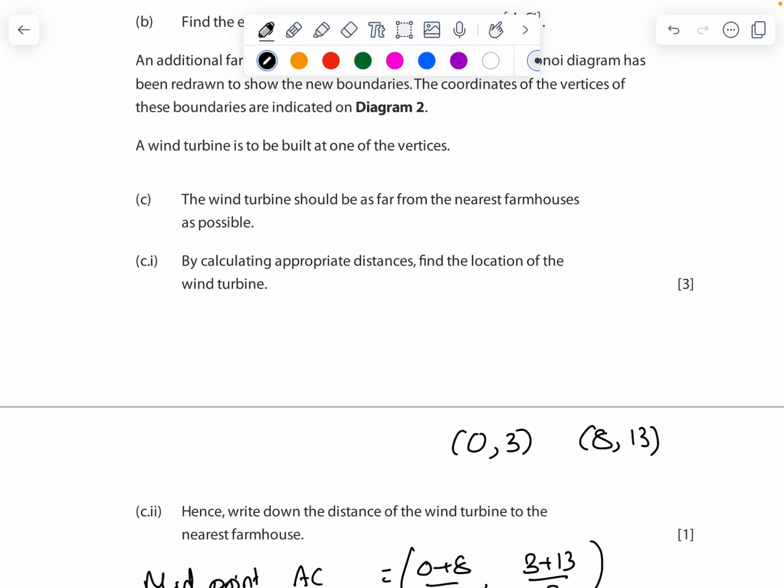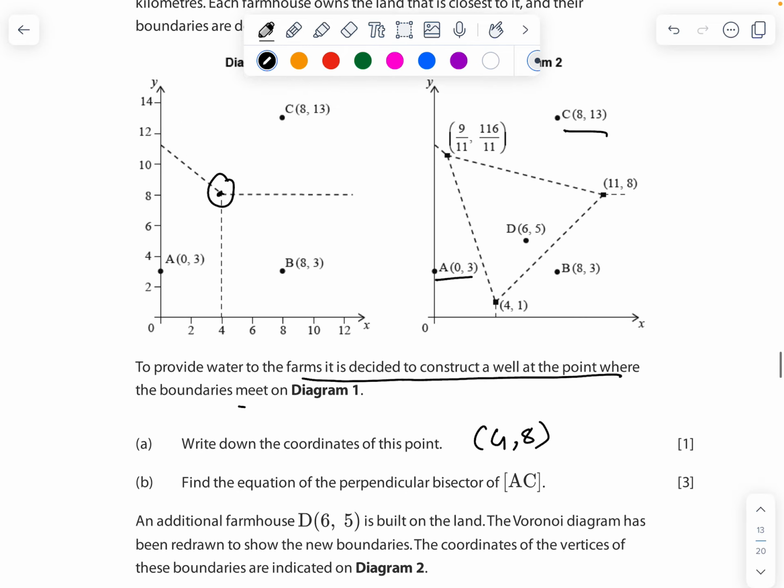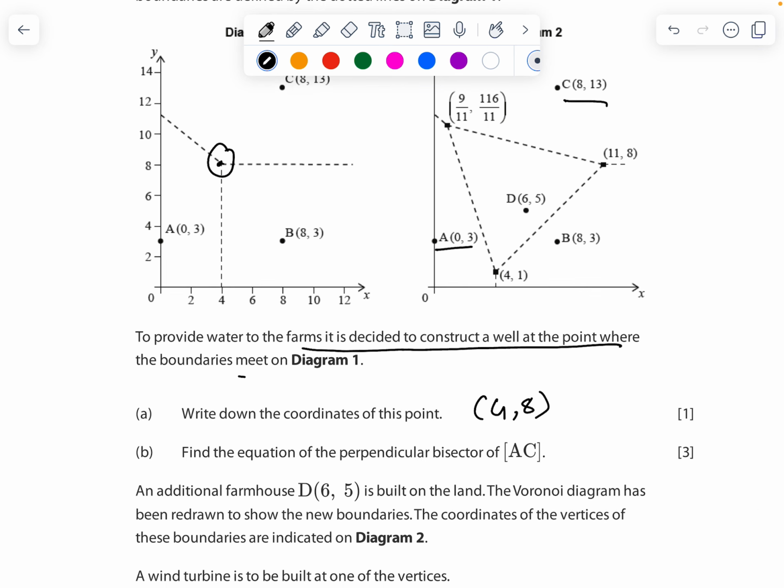So what am I going to do? I am going to find the distance. I'll be finding the distance to the closest farmhouse for each vertex.